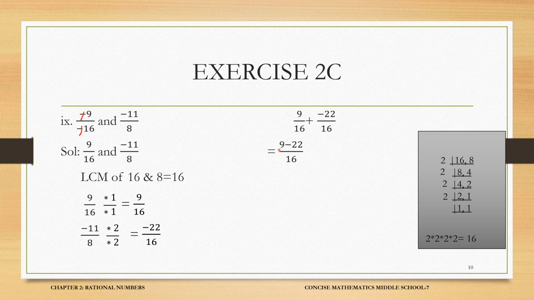One is having positive, the other is having negative. Always put the bigger number's sign. 22 is the bigger number, and what sign does it have? Minus sign. So just put a minus sign and subtract it. You'll get minus 13 by 16. It's very easy, but keep on trying, do some extra problems based on this.